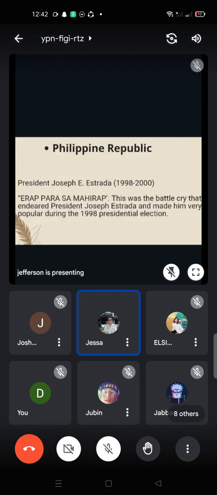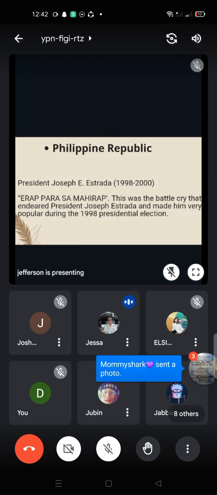Philippine Republic, President Joseph E. Estrada, 1998 to 2000. "Erap para sa mahirap." This was the battle cry that endeared President Joseph Estrada and made him very popular during the 1998 presidential election.